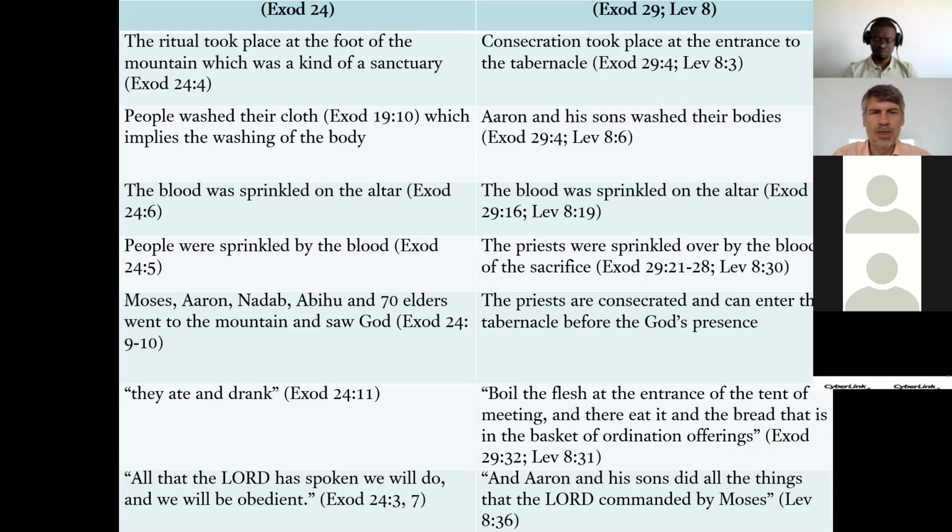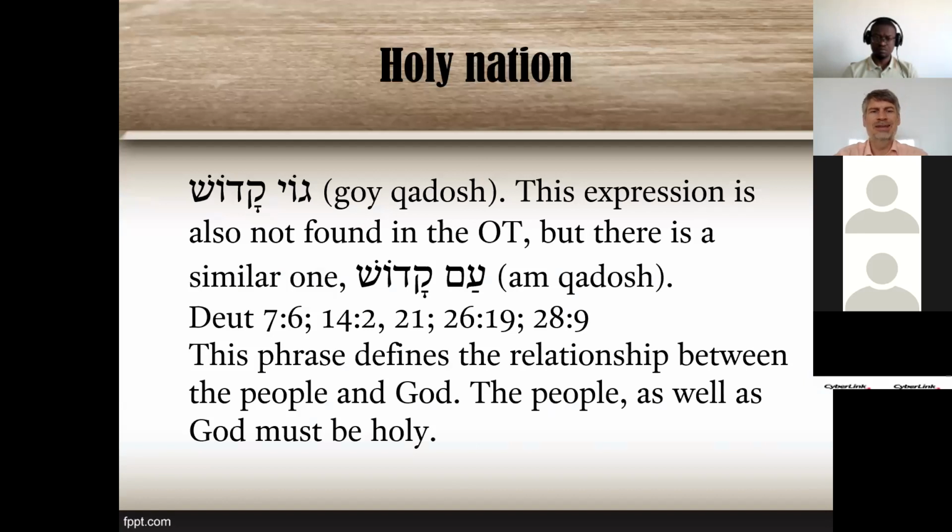And the last expression is the holy nation. The holy nation in Hebrew is Goy Kadosh. And this expression is also unique. It doesn't occur anymore in the Old Testament. But in the Old Testament, we can find another expression which occurs quite often. This is Am Kadosh. What is the difference between these two expressions, Am Kadosh and Goy Kadosh?